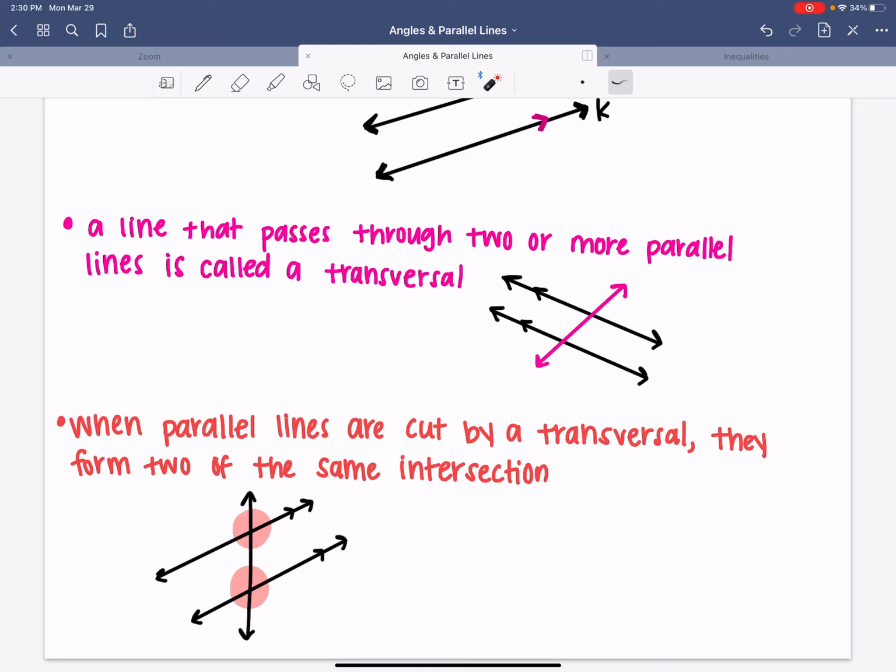When you have parallel lines that are cut by a transversal, they form two of the same intersection, just in different locations. So where these two parallel lines are cut by this transversal, that forms two of the exact same intersection, just in different locations. So these four angles, so that's this angle, this one, and this one, those four angles are the same as these four angles. Okay, so all of those pairs are the same. They're just in different locations.